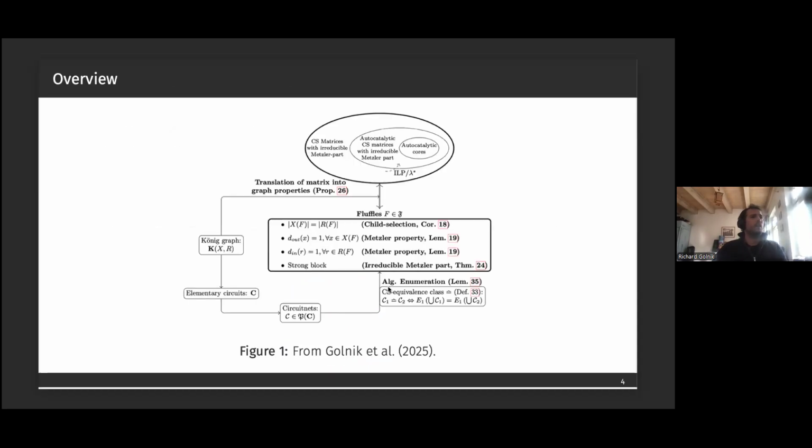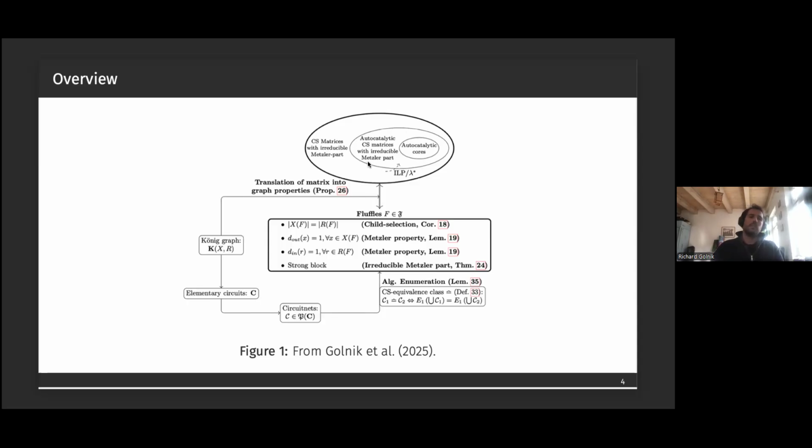And this is basically the overview of the talk, a little bit the roadmap of what I want to talk about. What we want to do, and what we have also shown in the paper, is that we're not looking for all the autocatalytic matrices, because this would be computationally infeasible, but we're looking for a specific subset of autocatalytic matrices. And these are the autocatalytic child selection matrices with irreducible Metzler part. And I'm going to say what all of those concepts mean. So what is the child selection matrix and what does irreducible Metzler part mean?